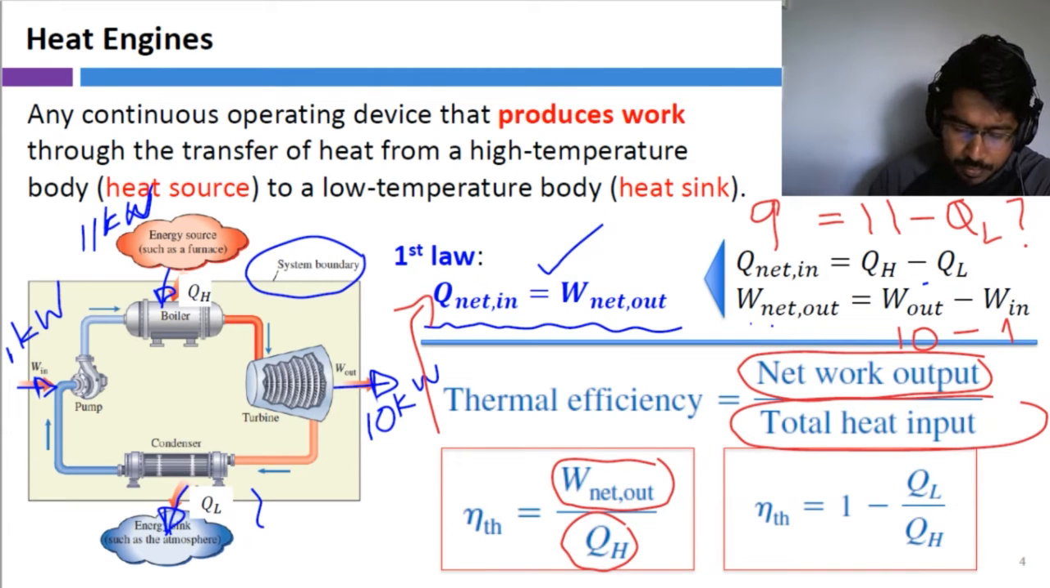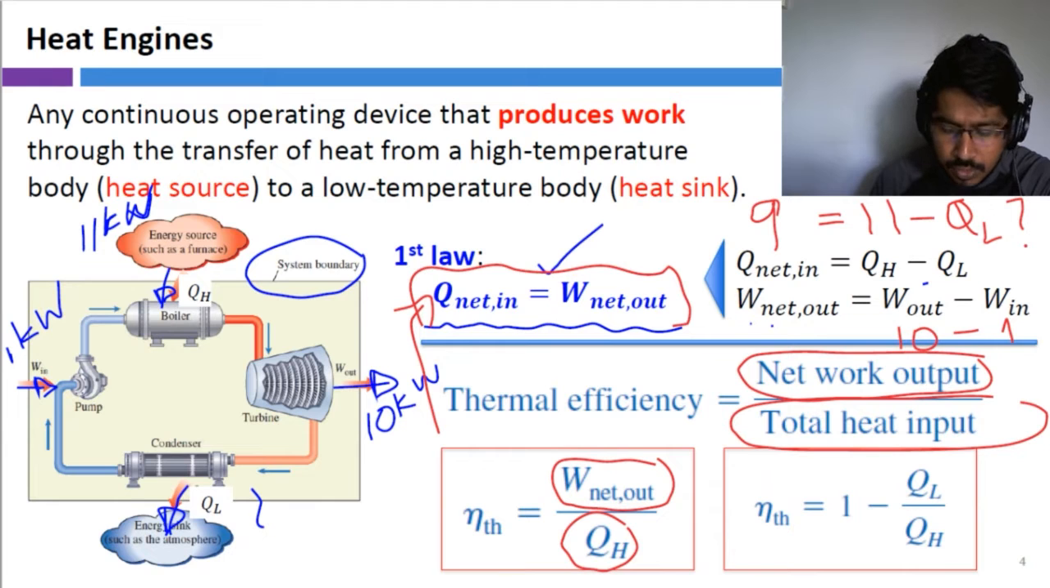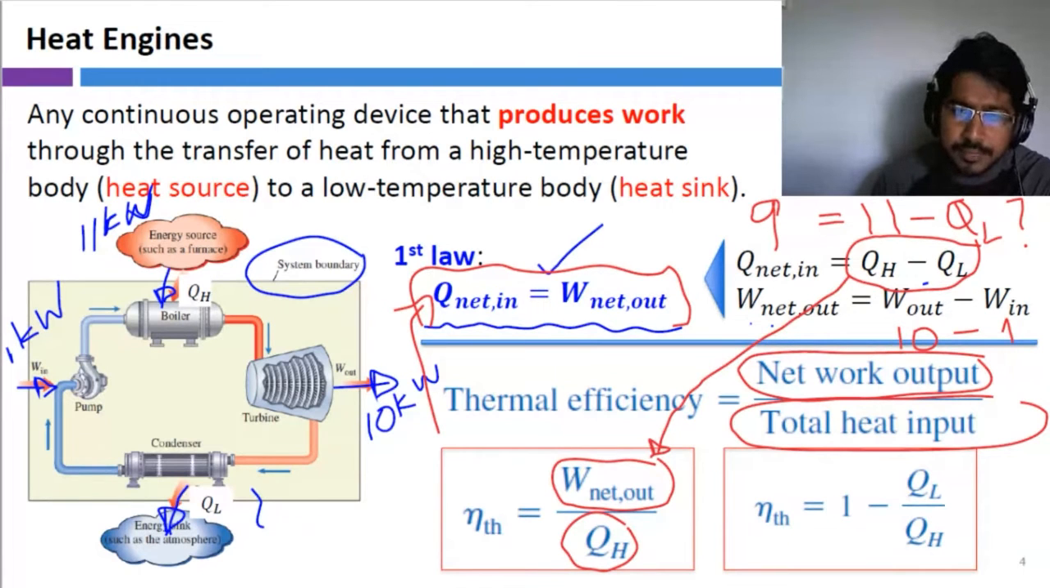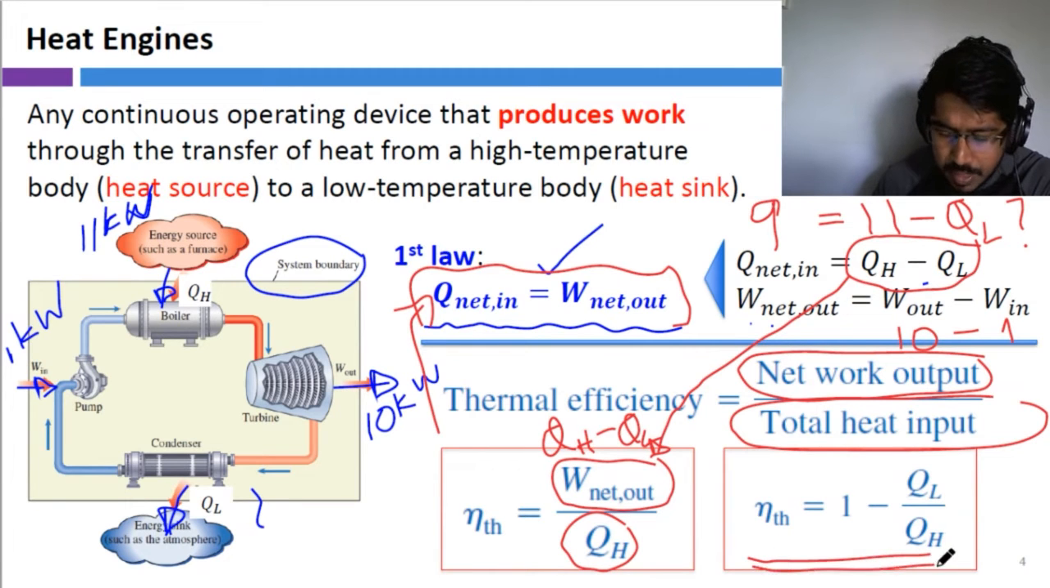So now from this first law equation, we know that Q net is equal to W net. So in other words, we can use the Q net equation to represent W net here, right? So that means thermal efficiency is equal to QH minus QL divided by QH, right? So then we can end up coming here.